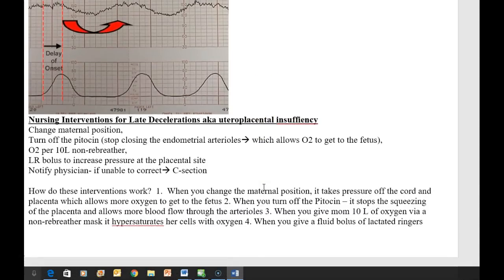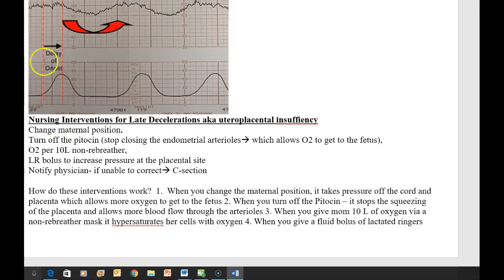So what would be the interventions you would do here? Well, the number one thing is you always change maternal positions first, because the baby could be laying on the placenta, laying on the cord. So let's go ahead and roll the patient. We can put them on their side or on all fours.